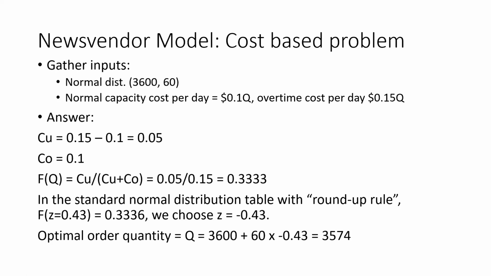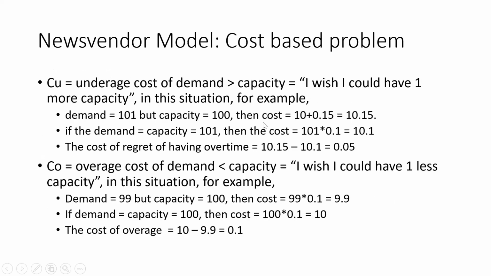Another way to explain this problem is we just plug in a number. Okay, let's do it. So CU is underage cost, demand greater than capacity. It basically means I wish I could have one more capacity. So in that situation, for example, if demand is 101 but capacity is 100, at this time the cost is going to be 10 plus 0.15, which is 10.15.